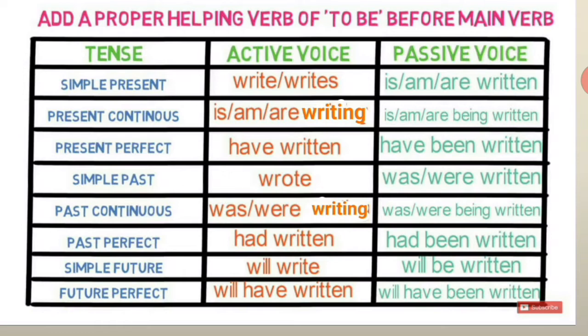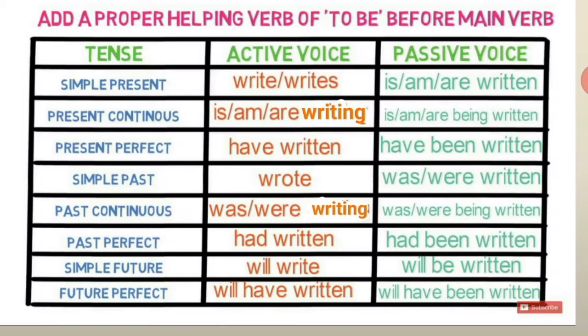In the very first tense, simple present tense, in active voice we use the verb write and writes. And in passive voice, we use the helping verb is, am, are, and the third form of the verb write is written. Then the second tense is present continuous tense. In active voice, we will use is, am, are, writing. And while changing into passive voice, what we write is, am, are, the be verb being, and the third form of the verb that is written.